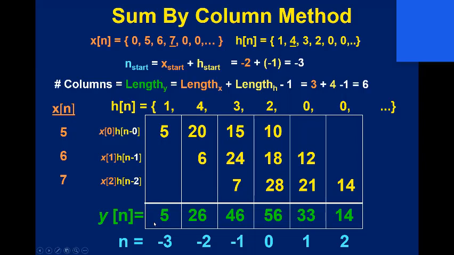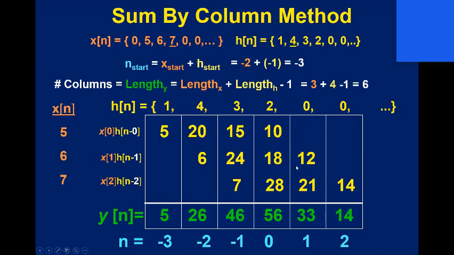Okay, so it's pretty straightforward. Just set up the table right, figure out how many columns you need from the lengths, put one of them across the top, do the other down the side, start in the upper left corner to put the first row, and then just keep shifting one place between rows.